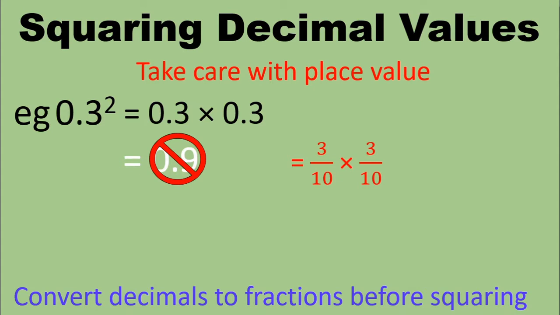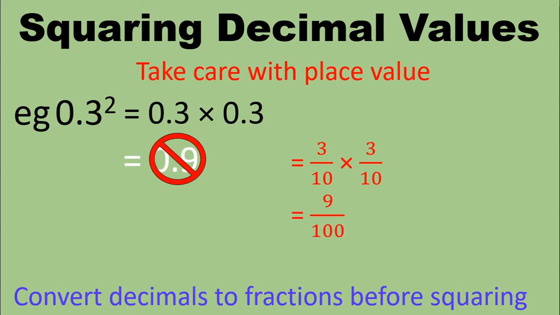times 3/10. And when we multiply fractions together, we just need to multiply the numerators and multiply the denominators. So 3 times 3 on the top and 10 times 10 on the bottom. Working with fractions means I don't need to worry about decimal values. 3 times 3 is 9, and 10 times 10 is 100.